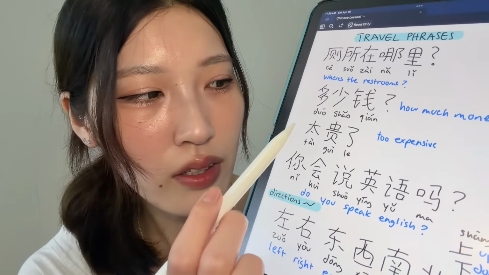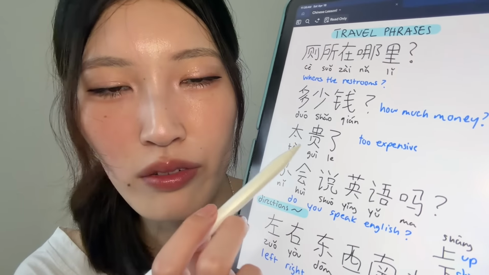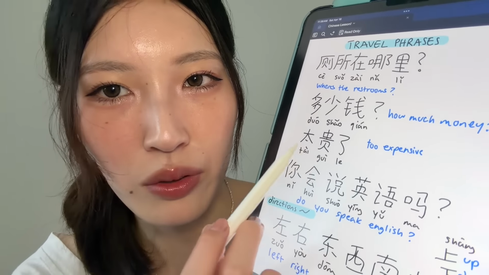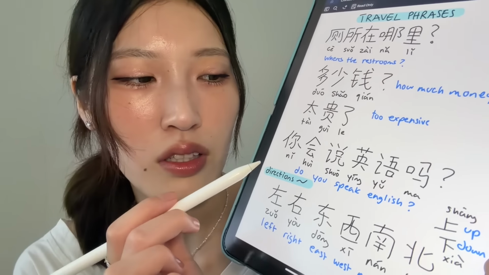太贵了。太, if you add it in front of an adjective, would mean too. So 太漂亮 too pretty, or if you want to say too ugly, 太丑了, but this one is too expensive. Someone offers you something and they're like, oh my gosh, buy it. You can say 太贵了，不要买。Okay. Do you speak English? Would be 你会说英语吗？英语 refers to English.